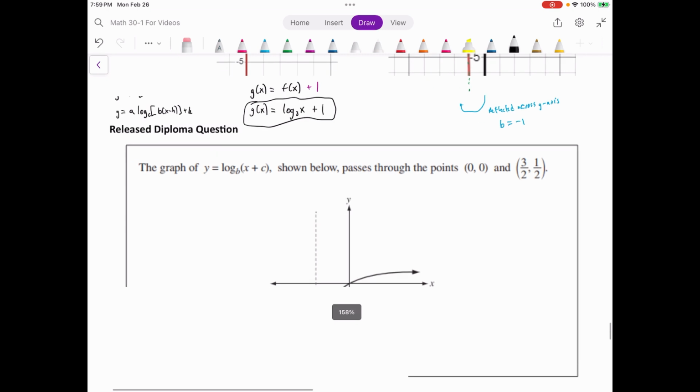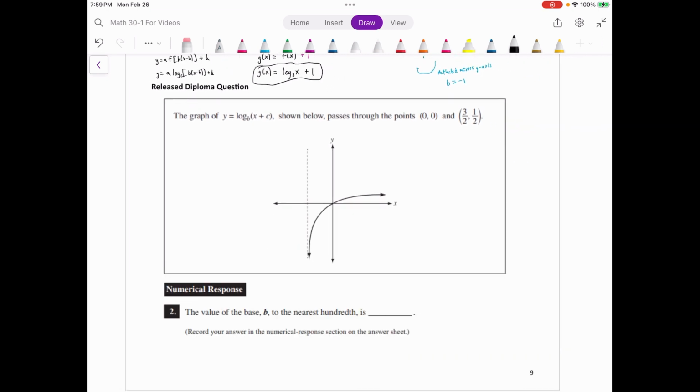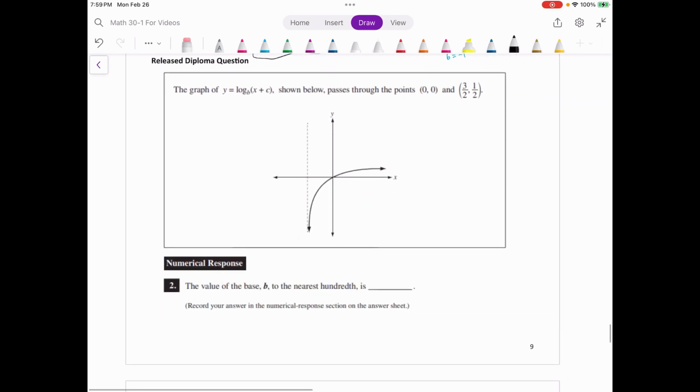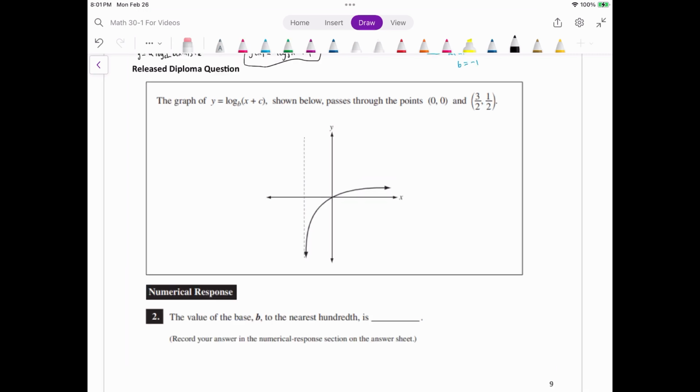Okay, last one for this lesson. It's a good old diploma question, one released from an old diploma. Let's try it out. So again, often a good strategy with these where you're given some information. Sometimes to read the question first doesn't always help, but it never hurts. So the value of the base b to the nearest hundredth is blank. Okay, so we're looking for the value of some base.